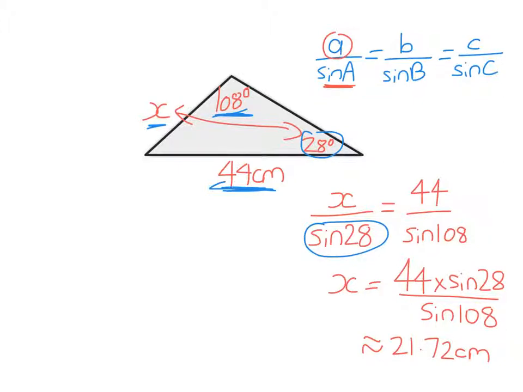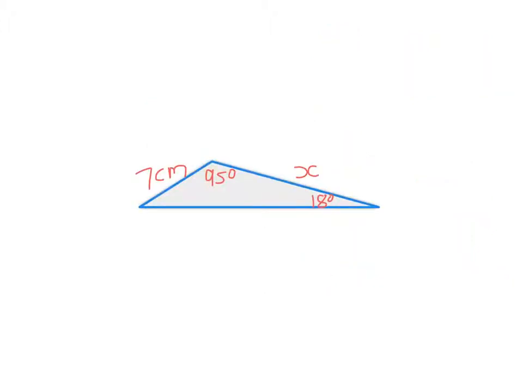Let's look at another example of finding a side. Please pause and copy this down if you need. Let's try and find the value of x in this triangle here. We have a side and its opposite angle, but for the side we want to find, we don't have its opposite angle. Fortunately, that's really easy to find. This angle here will just be 180 minus 95 minus 18, which is 67 degrees. Now we can use the sine rule.